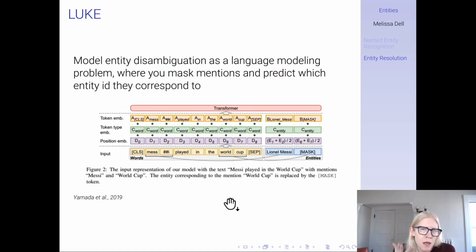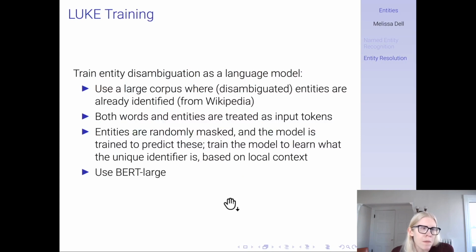And you're going to train the model by having it predict the Wikipedia ID of the entity that you've masked out. And so they use a large corpus where disambiguated entities are already identified from Wikipedia. And both words and entities are treated as the input tokens, as we saw in this graph here. And entities are randomly masked, and the model is trained to predict these. And essentially, it's trained just like BERT. They use BERT large as the base model and train the model to learn what the unique identifier is based on the context.